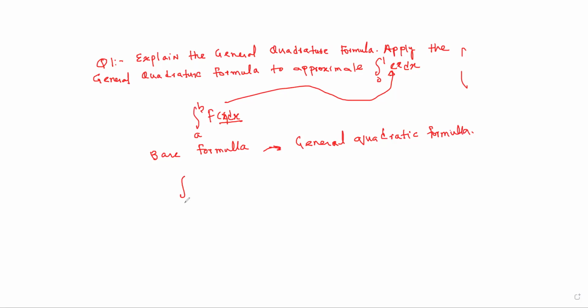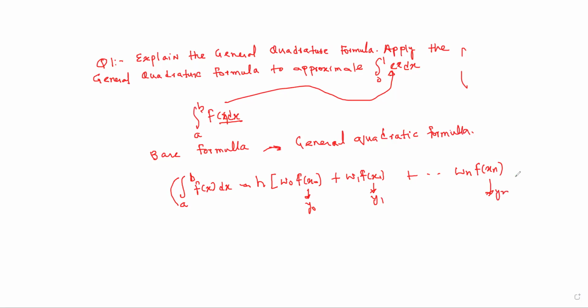So let's see, this is the area, this is the region. A to B is the region wherein I have to find the function and its integration. So this is approximately given by h, w naught f of x naught, which in some books is represented as y naught, plus w1 f of x1, where f of x1 is the same as y1, so don't get confused, and so on and so forth, up to wn f of xn.